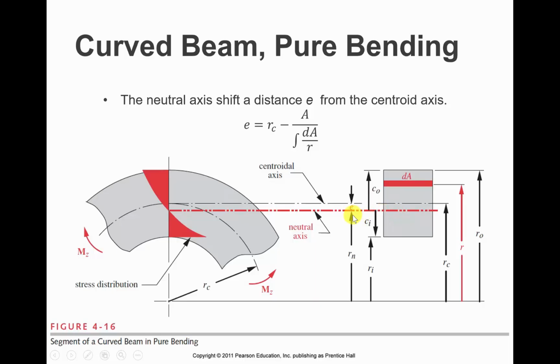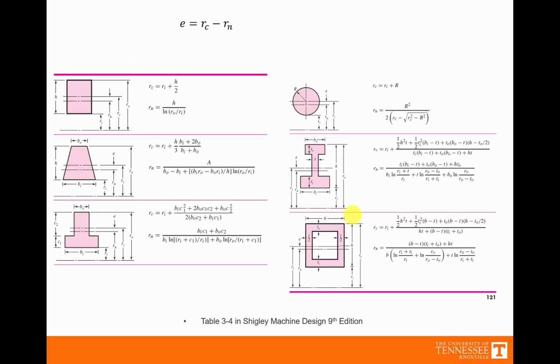Well, this is obviously quite mathematical, but for common shapes, Shigley's machine design book lists several rc and rn values. So now it's just a simple matter of calculating what e is from this table.